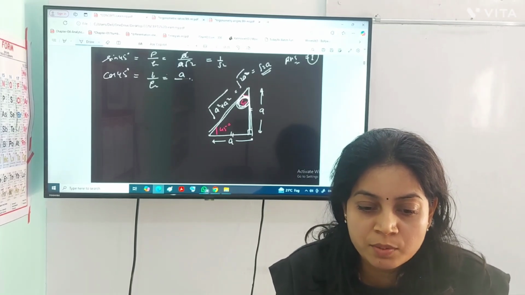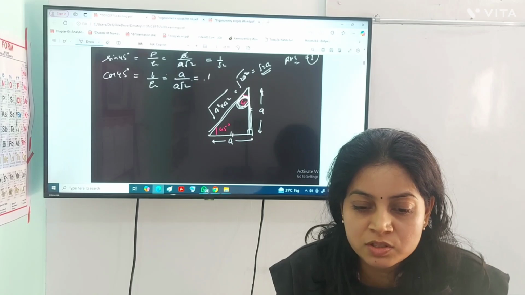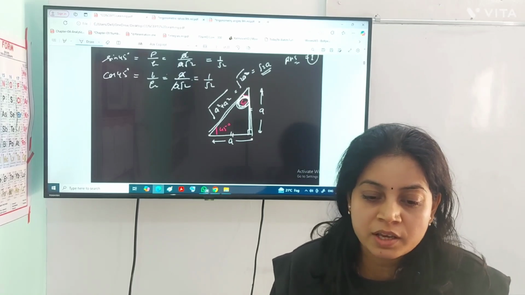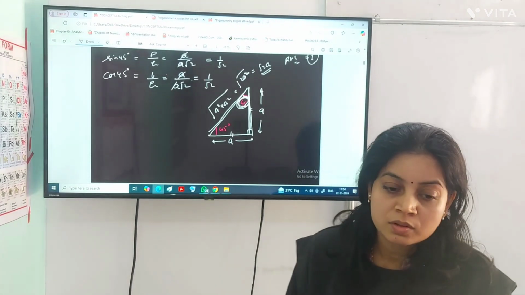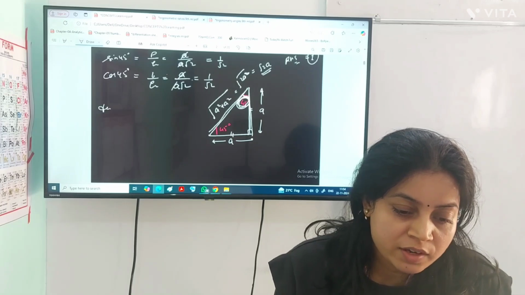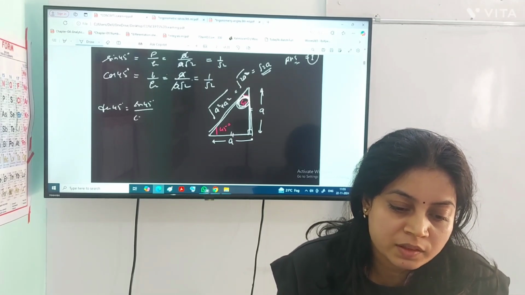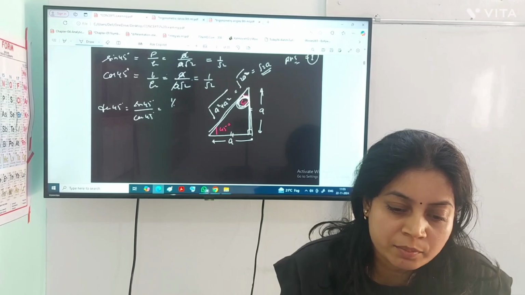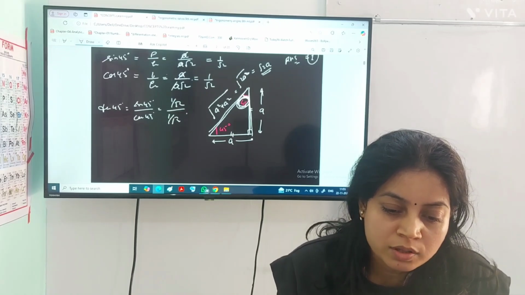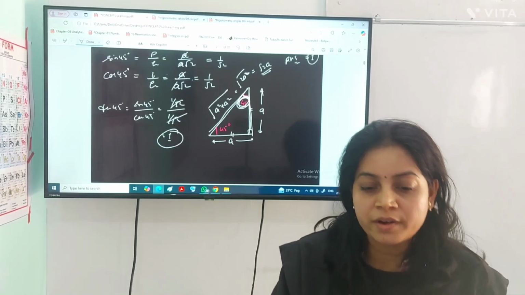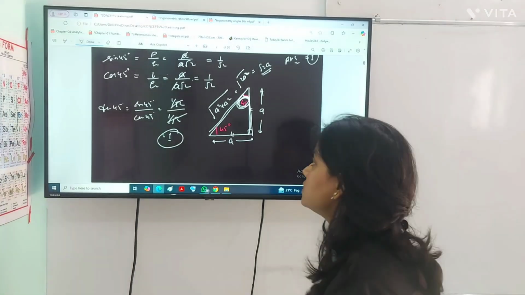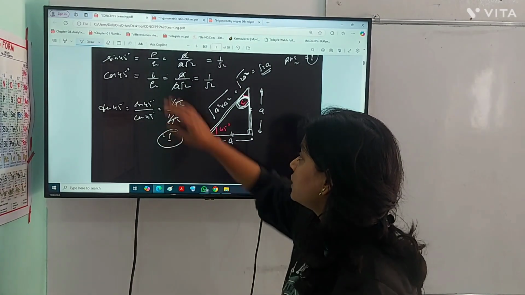And the cos 45 is B by H. Again you are getting the same value, A upon A root 2. That means it will be just 1 by root 2 because A and A will get cancelled out. And for tan 45, simply you can divide sin 45 and cos 45. You will get 1 by root 2 divided by 1 by root 2. That means it will be 1.